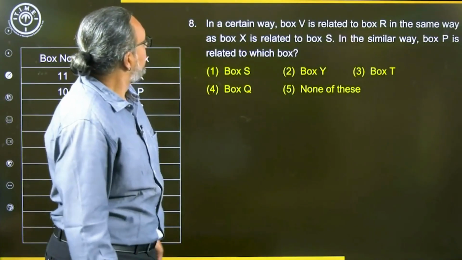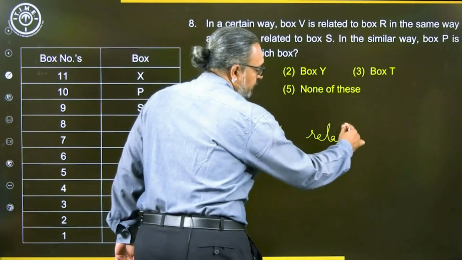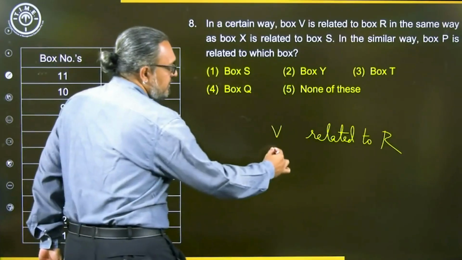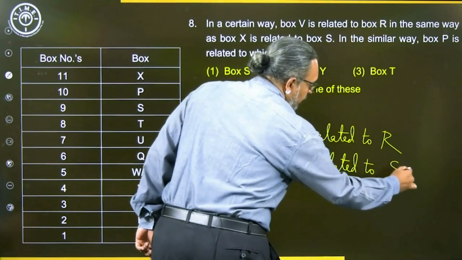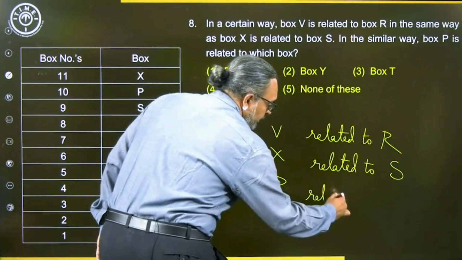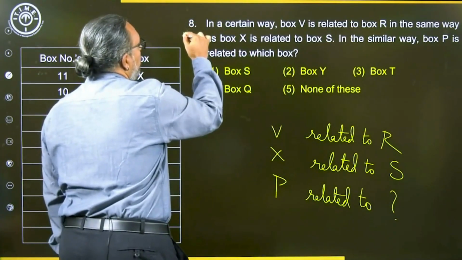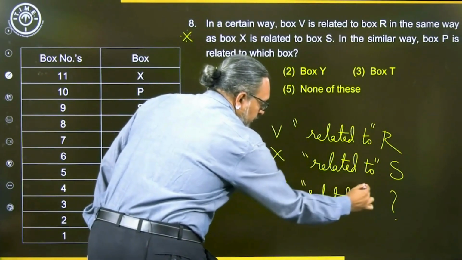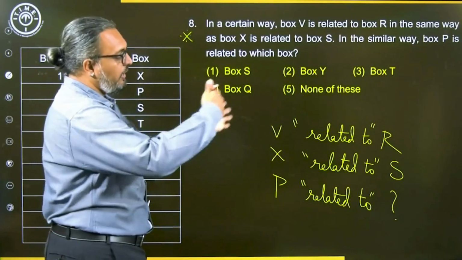Okay. Then, in a certain way, box V is related to R. So he says V is related to R, in the same way as X is related to S. Now in a similar way, P is related to which box? P is related to which box? So this is a very important model. I'll tell you why. This is the most important element that you have to look into. So there will be an element given before 'related' and an element given after 'related'.